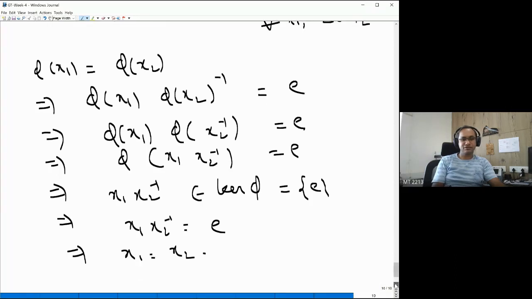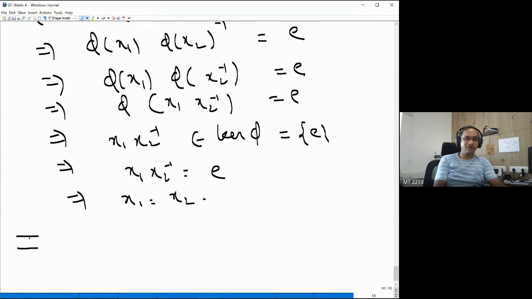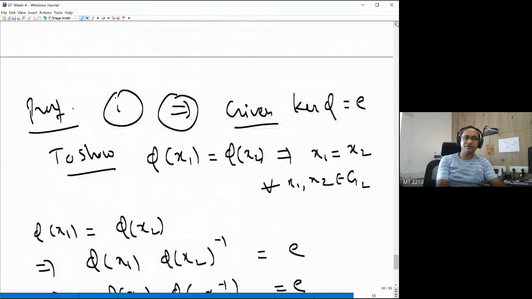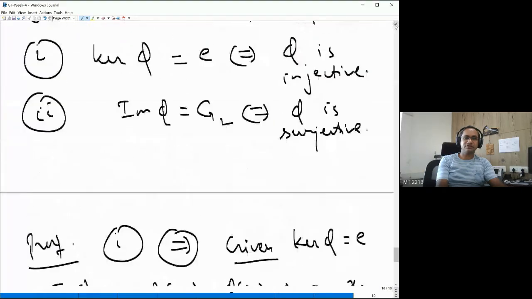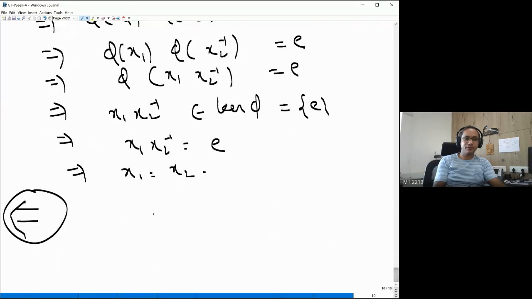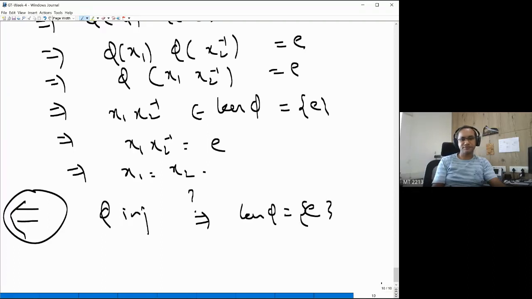Correct? We can prove the other way around also, if you want to prove this way. So what is this way? That we are given an injective map and show that the kernel is trivial. So phi injective implies kernel of phi is trivial. This is the question.